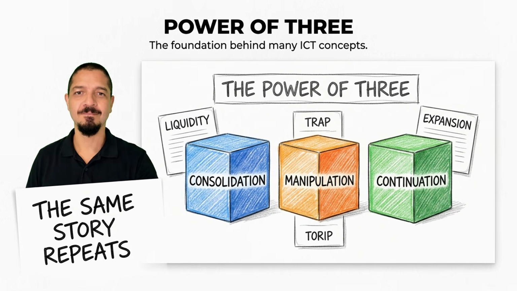Before we break down each ICT strategy, we need to start with the framework behind many of them, the power of three. This concept explains how price often moves from consolidation to manipulation and then into continuation. That is why it is the best place to begin.